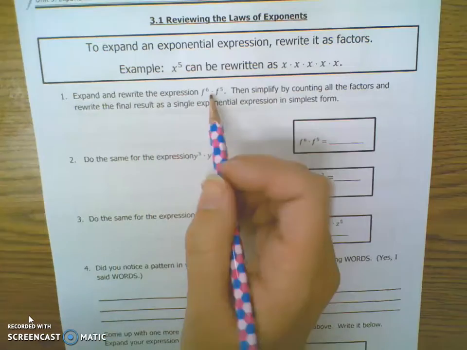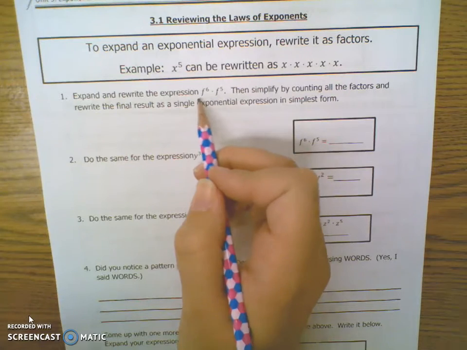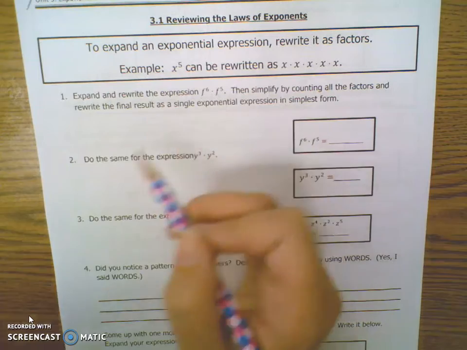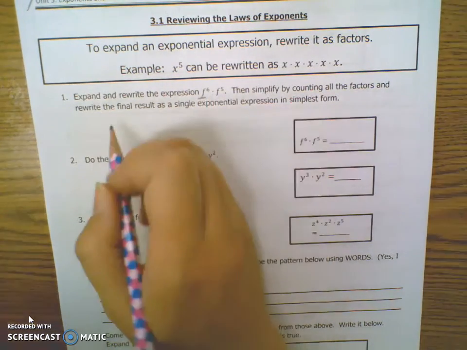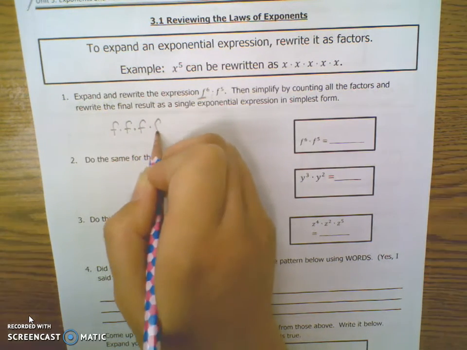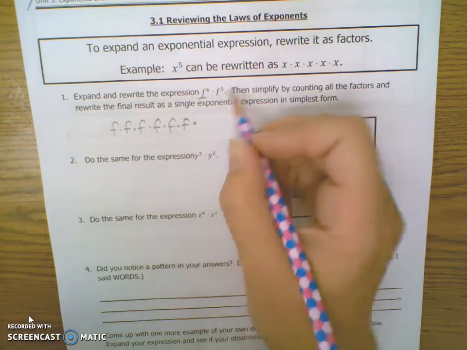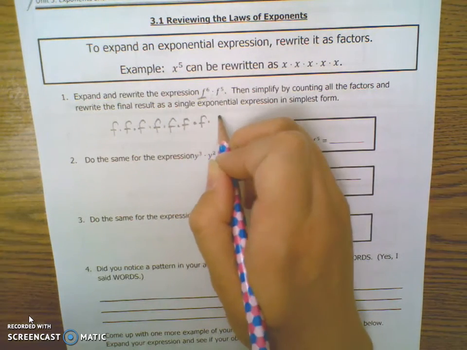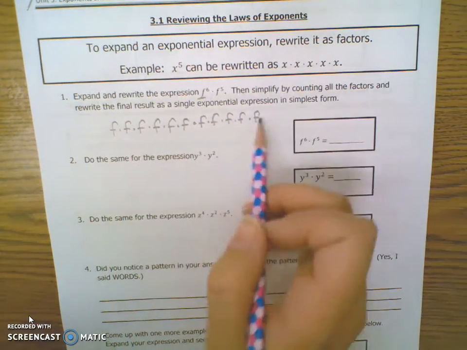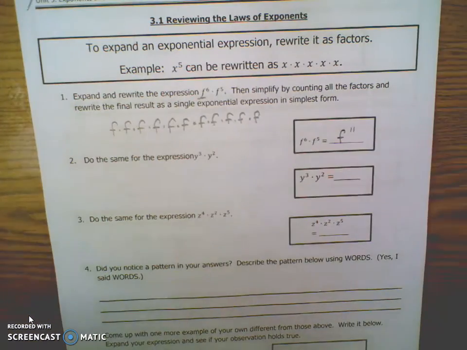Okay, so we're going to start by expanding this. We're going to see what happens when we have two letters with exponents, or two variables with exponents multiplied by each other. So f^6, or f to the sixth, is the same thing as f times itself 6 times. So this is the expanded form. And then times f to the fifth, which is f times itself 5 times. And so then all together, if we count them, we have f to the 11th. So then that's our answer.